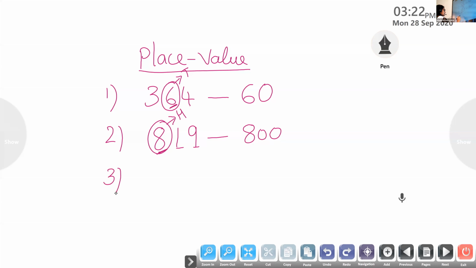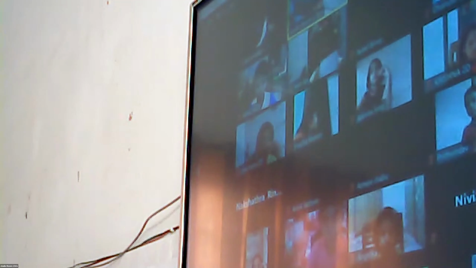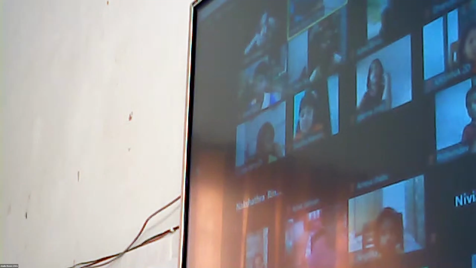Now third one. 493. 3 is circled here. Write that 3 here and check in which place 3 lies. Here 3 is in ones place. And 1 doesn't have any 0, so no need of putting any 0. This will be the final answer. Okay. Did you get it, children? Remember, all of you?